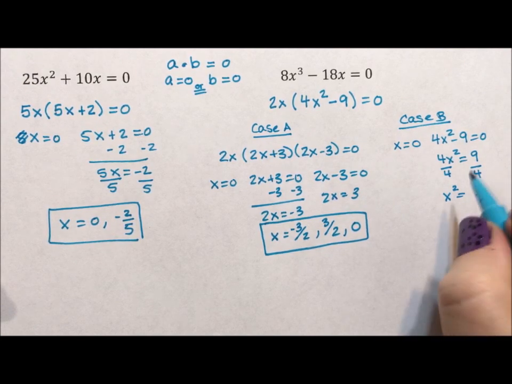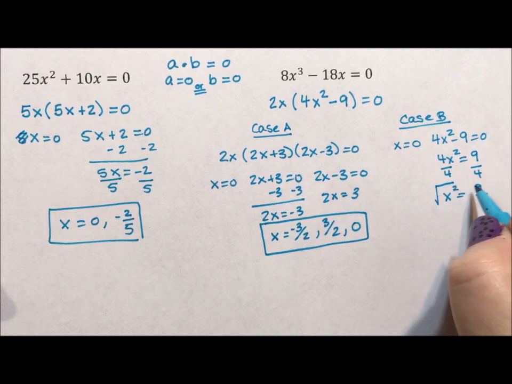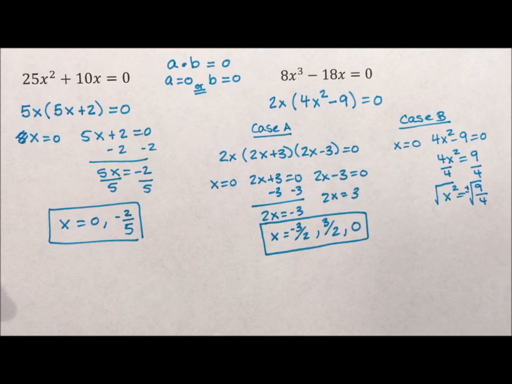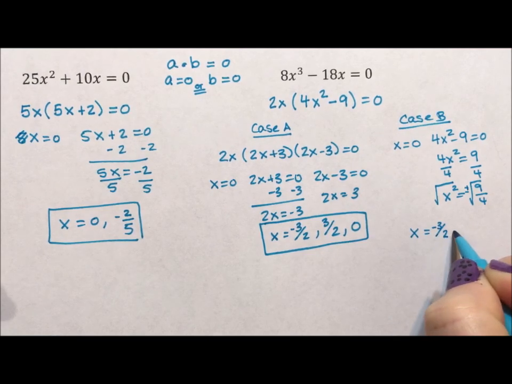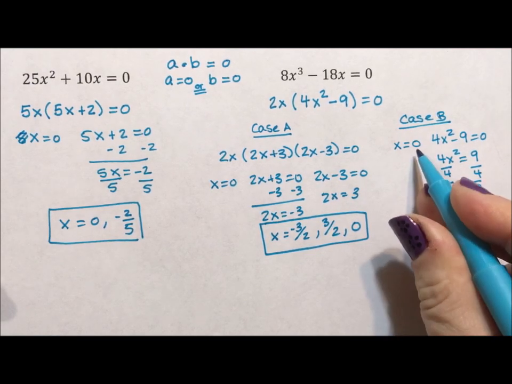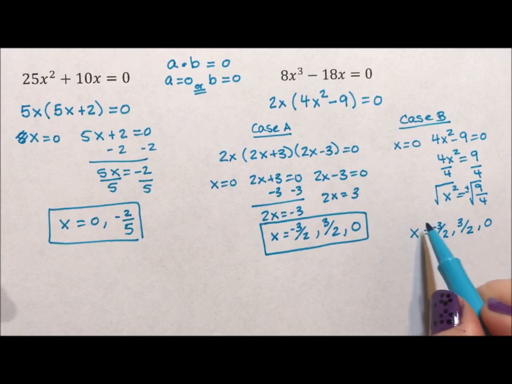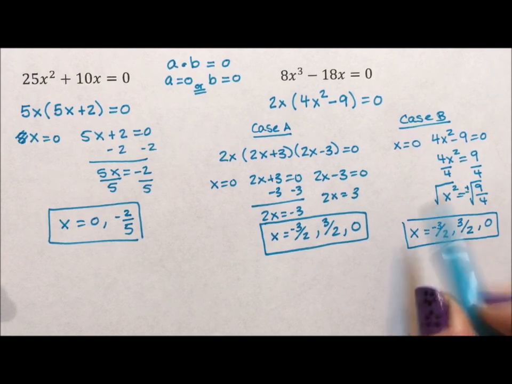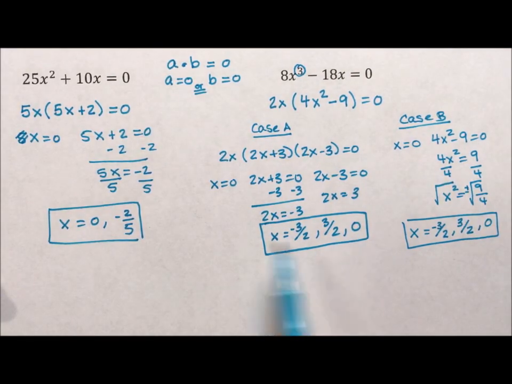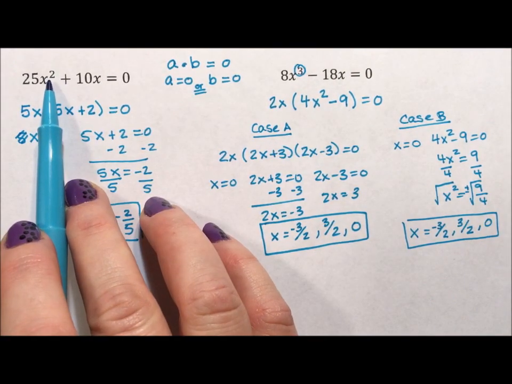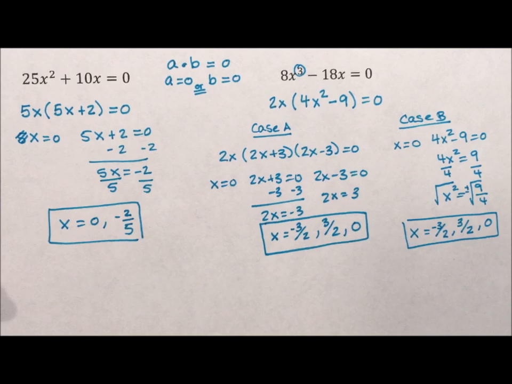Then I need to do the square root. The thing is, when you introduce a square root, you need to acknowledge it could have come from a positive place or a negative place. So x is equal to negative 3/2, positive 3/2, and again, can't forget our 0. If we look at our original problem, we were looking for 3 solutions, and we have 3 solutions, unlike this one, where we were looking for 2 solutions and got 2 solutions.